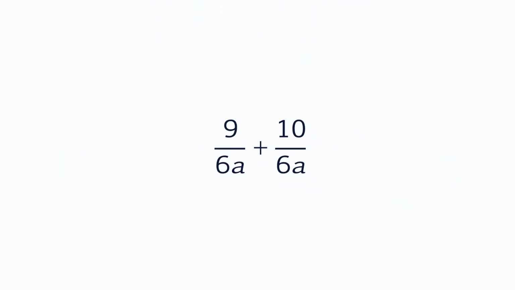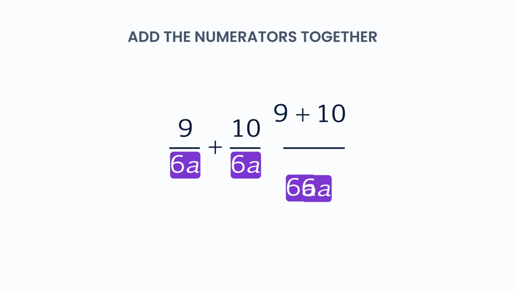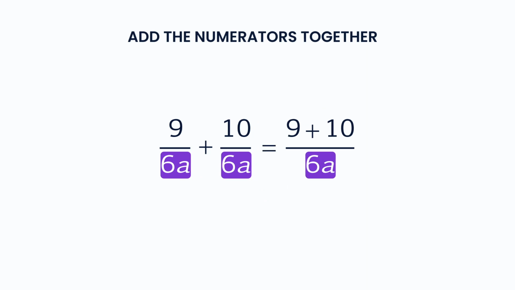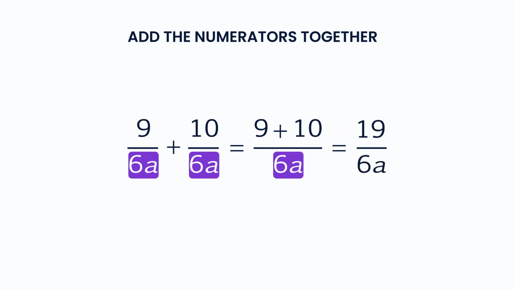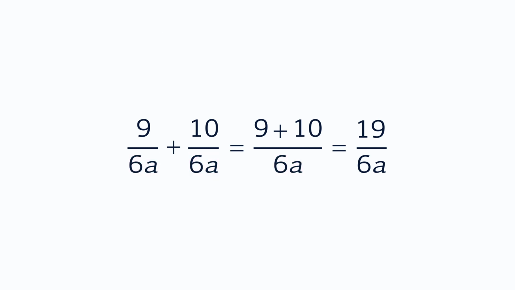Now you have 9 over 6a plus 10 over 6a. The fractions now have common denominators, so you can add the numerators together. 9 plus 10 all over 6a, which gives you 19 over 6a. Lastly, you check if your answer has any common factors in the numerator and the denominator. There are none, so this is your answer, 19 over 6a. And you're done.